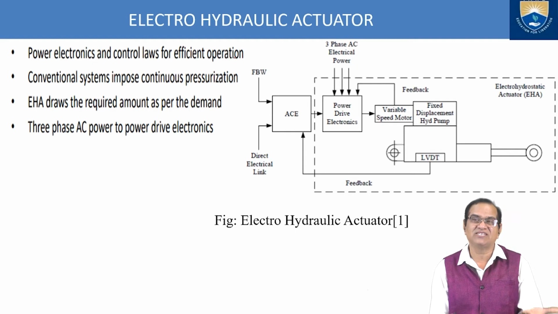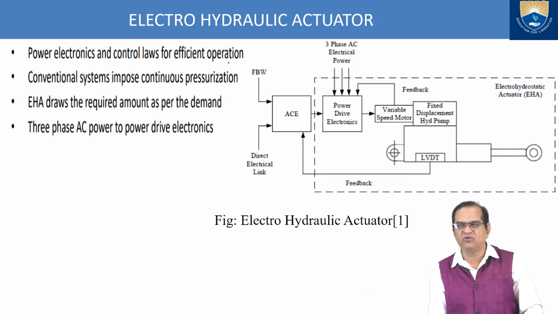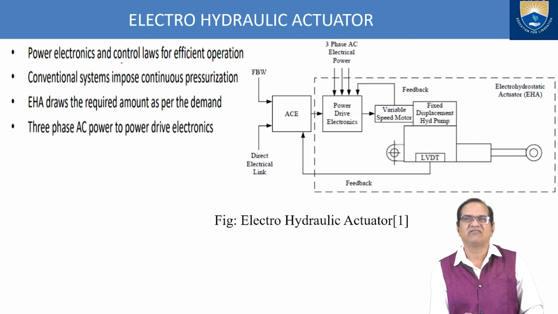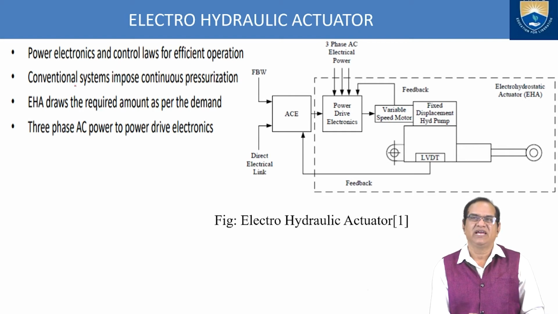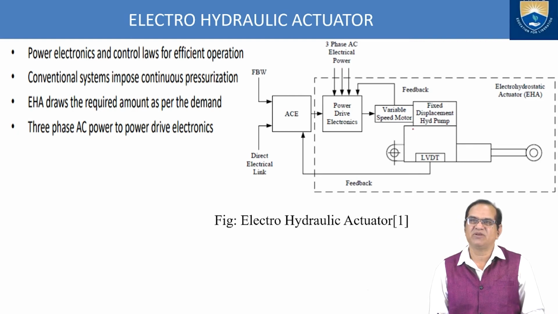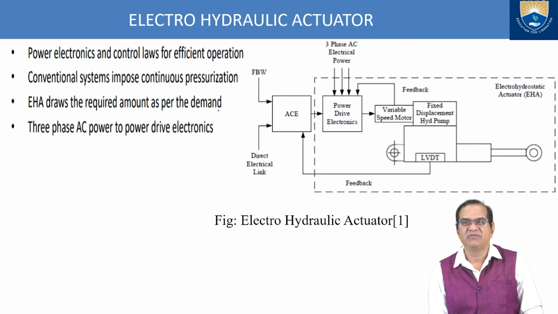We have three laws which I have already explained, and in due course of time I am going to explain all three control laws. Then, the conventional system imposed continuous pressurization. So here we need the pressurization of the system. The hydraulic system should be pressurized. The conventional system imposed continuous pressurization, while the EHA draws the required amount as per the demand.